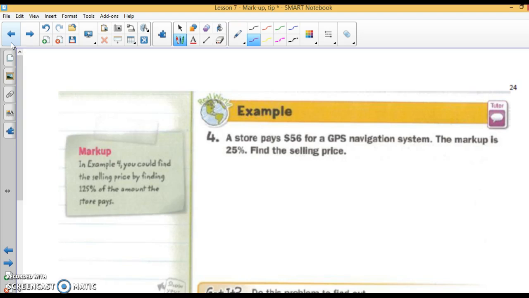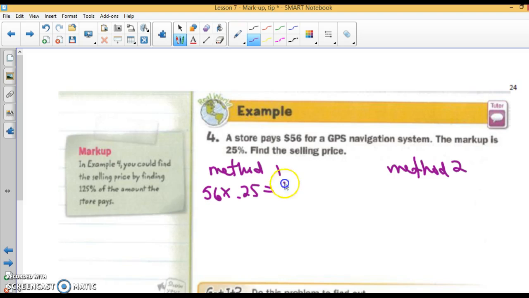A store pays $56 for a GPS navigation system. The markup is 25%. Find the selling price. So I'm going to do it by 2 methods, method 1 and method 2. You can choose. Method 1, let's find the markup. So 56 times 0.25 is $14. That is called the markup. The selling price: take your 56, add the markup, and you get $70. That is the selling price.